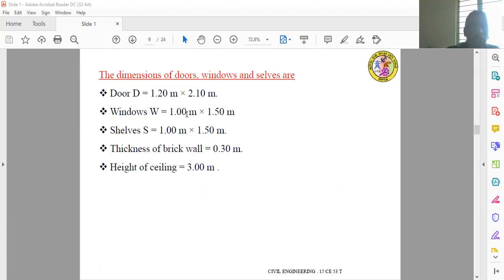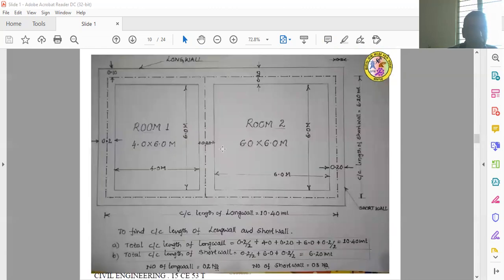Here the dimensions of the doors, windows and shelves are given in the problem. This is the horizontal width of the door and this is the vertical opening of the door, that is 1.2 by 2 meter. Similarly, the windows, shelves and thickness of wall 0.2 are given in the diagram. Thickness of wall is equal to 0.2 meter, and ceiling height is equal to 3 meter.